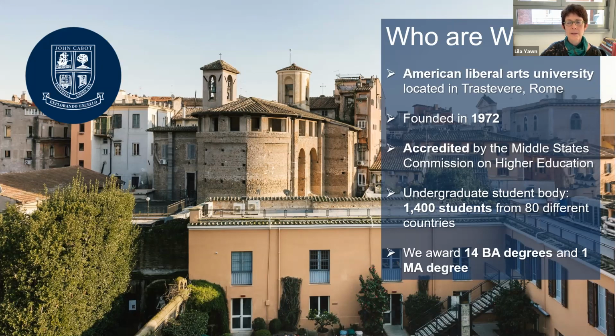John Cabot is international in the truest sense of the word, and it's one of the things that makes it a great joy to teach here, and I think also to study here. We have 14 BA degrees and 1 MA, and that MA is the Art History MA. We were the first department, the Art History and Studio Art program. We're the first department to be asked to premiere an MA, and in this case, an MA in Art History.